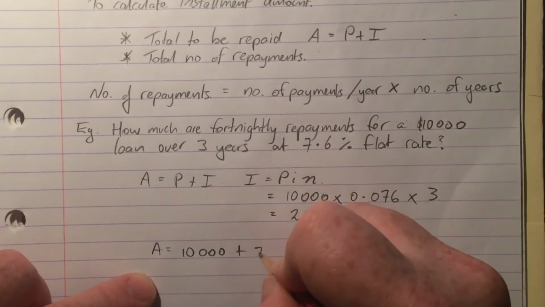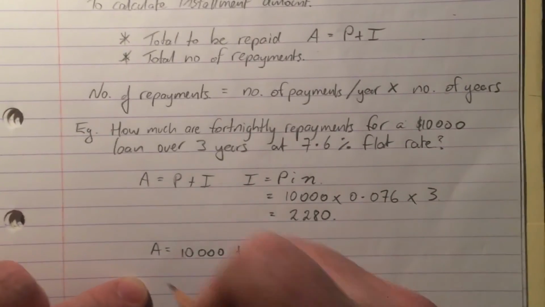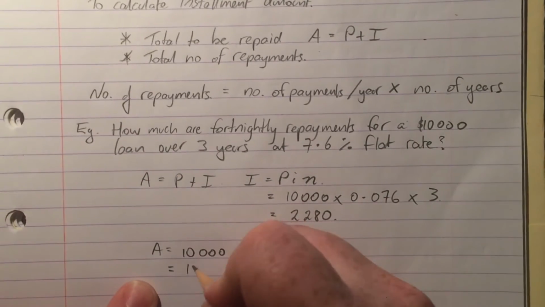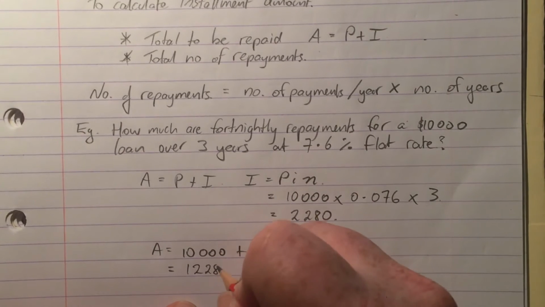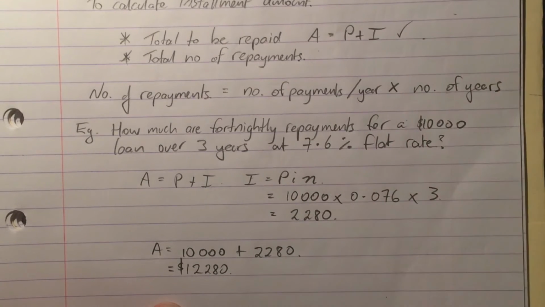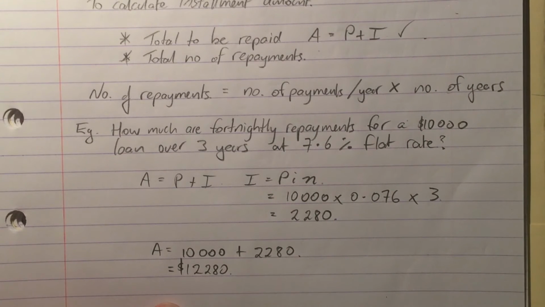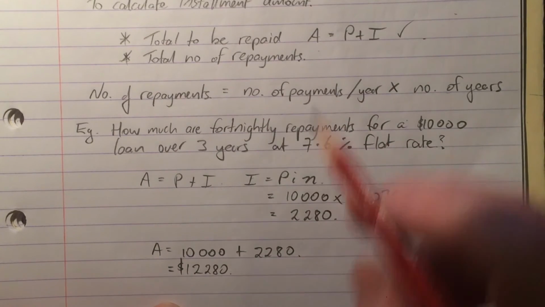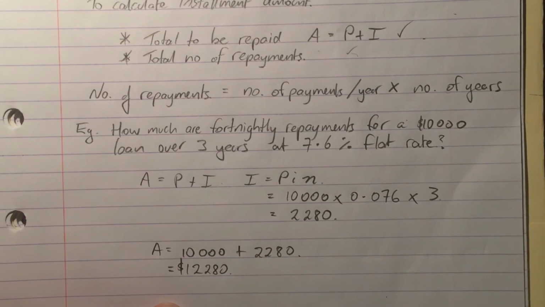So we can then calculate the total amount to be repaid will be $10,000 plus $2,280, which will leave us with $12,280 to be repaid. So that's the first part. What is the total to be repaid?